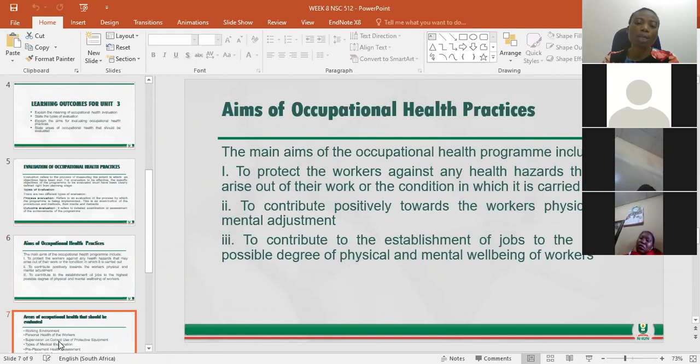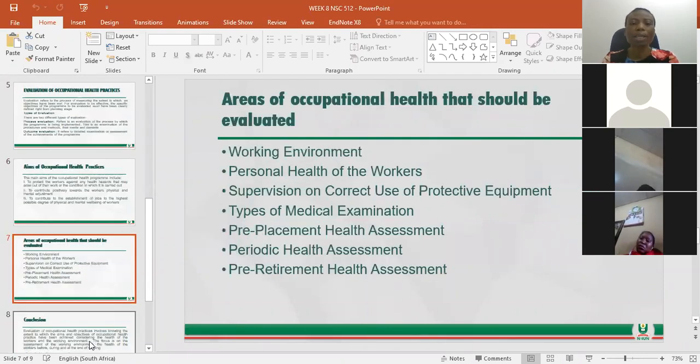So we looked at the last slide, which talks about areas of occupational health that should be evaluated.